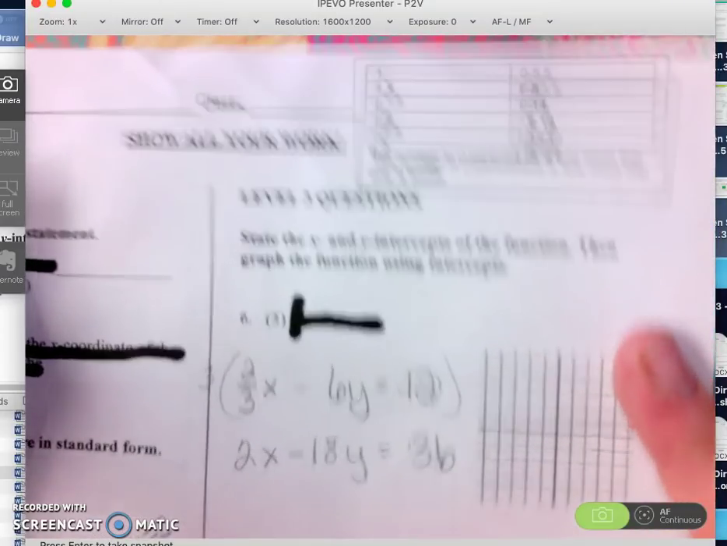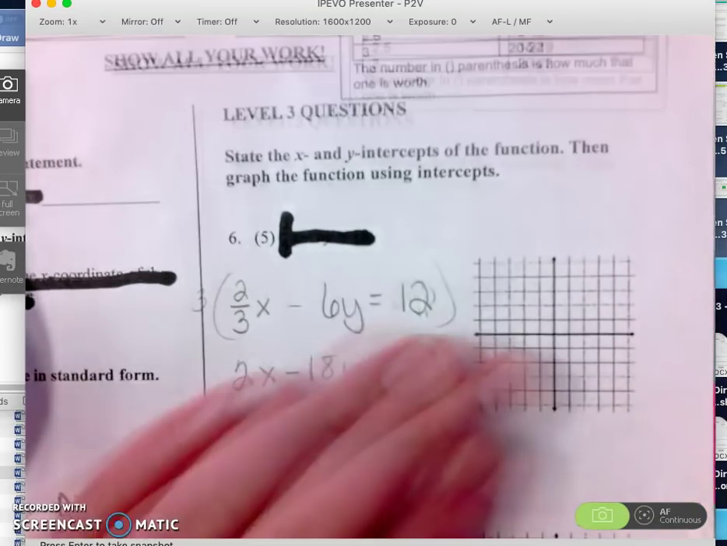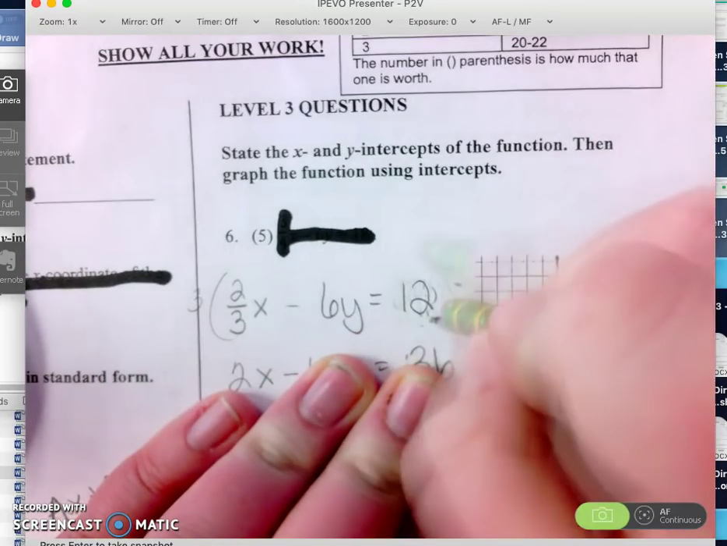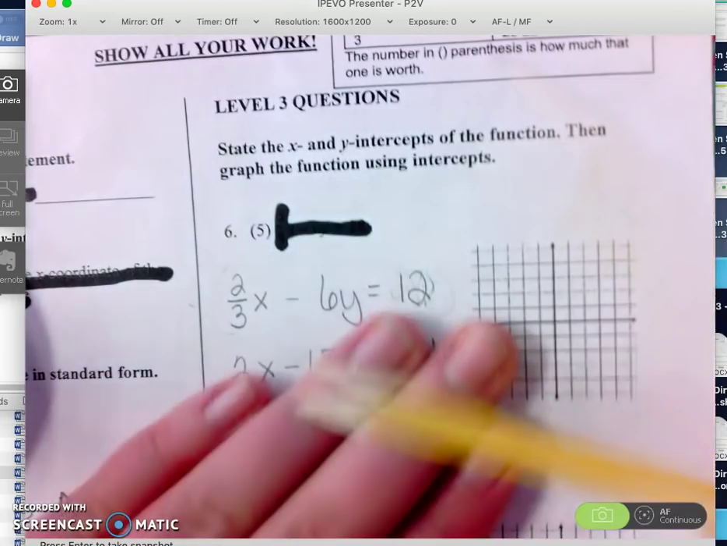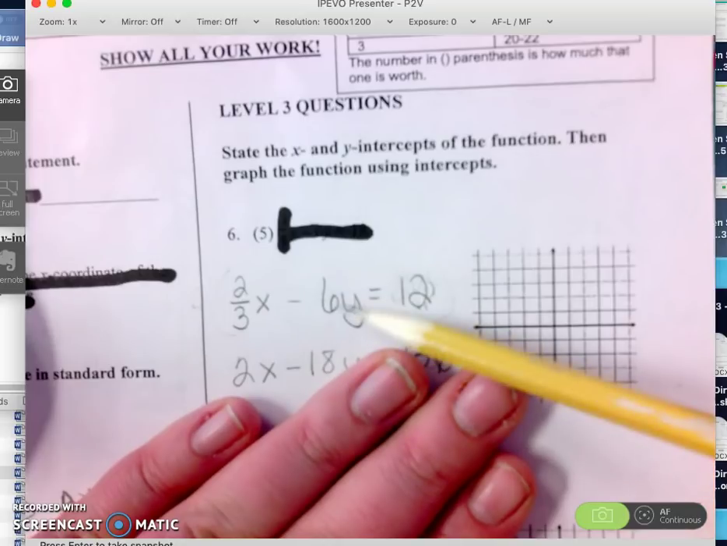Okay, level 3 questions. We're going to state the x and y intercepts and then graph the equation using the intercepts. So for this one, this is a level 3 question because first you're going to start with an equation like this: 2/3 x minus 6y equals 12.